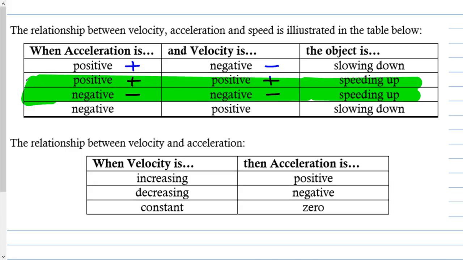Okay, highlighter's not doing what I wanted it to do. All right.